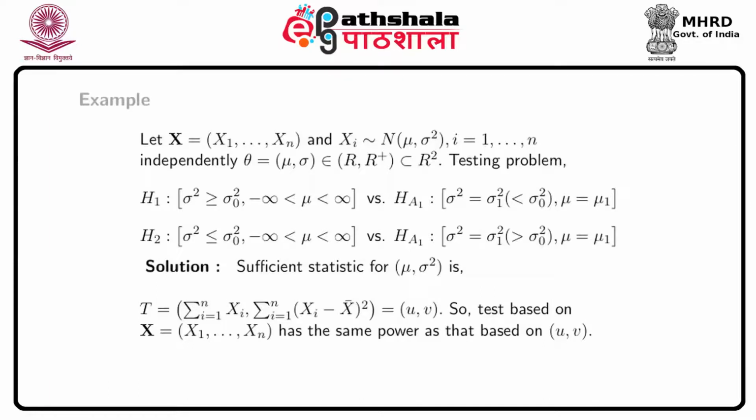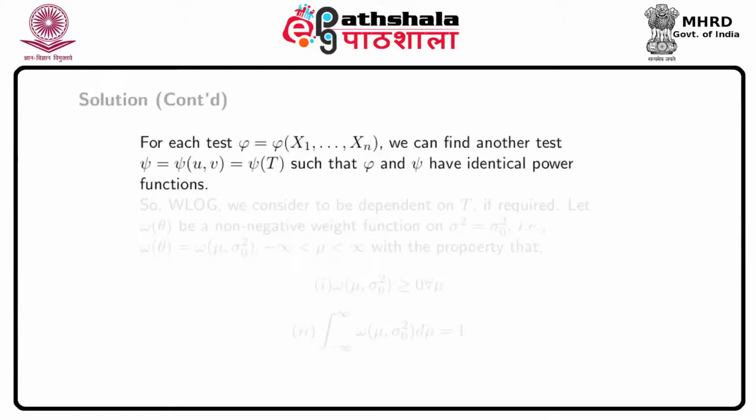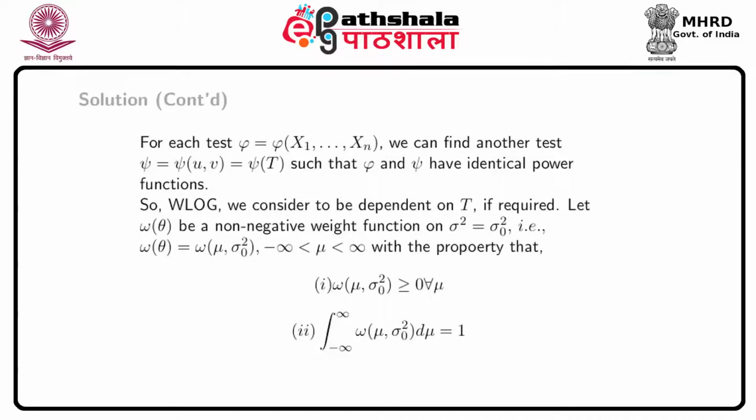Sufficient statistics for mu and sigma square is T, the vector of summation Xi and summation (Xi minus X bar) square, which we denote by U and V. So a test based on X equal to X1, X2, ..., Xn has the same power as that based on U, V. For each test phi depending on X1, X2, ..., Xn, we can find another test psi depending on U, V such that phi and psi have identical power functions. So without loss of generality, we consider the test to be dependent on U, V if required.